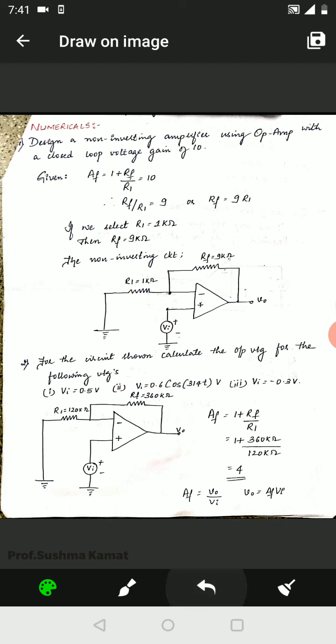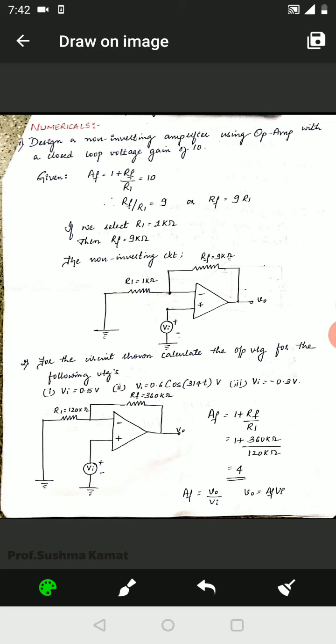Now what is the gain of a non-inverting amplifier? The closed loop voltage gain of a non-inverting amplifier is AF is equal to 1 plus RF upon R1. We had solved this derivation in the previous class. If you want, you can refer to that. So what is AF equal to? AF value is 1 plus RF upon R1, which has to be equated to the value 10. So 1 plus RF upon R1 is equal to 10.